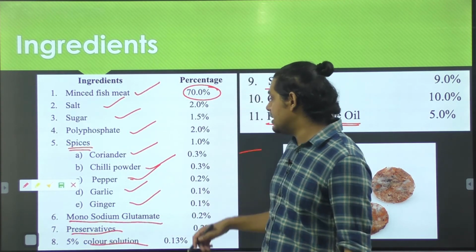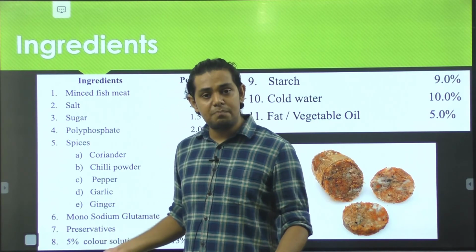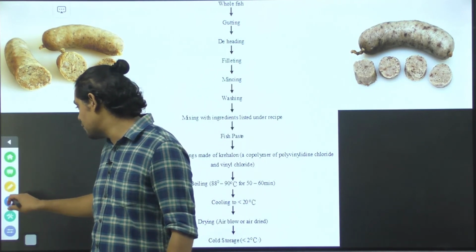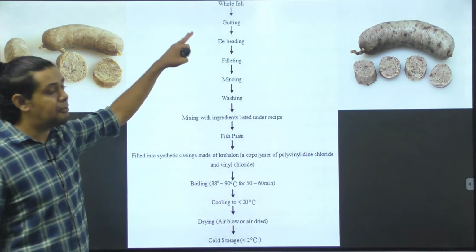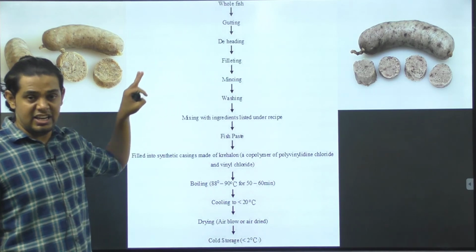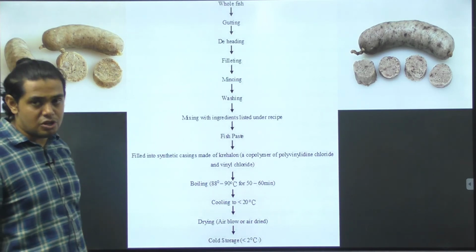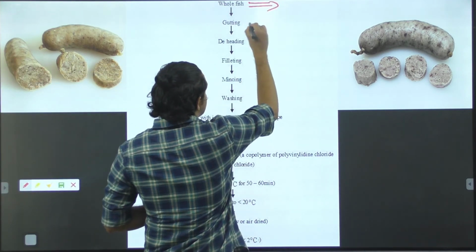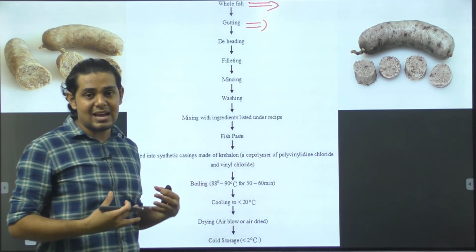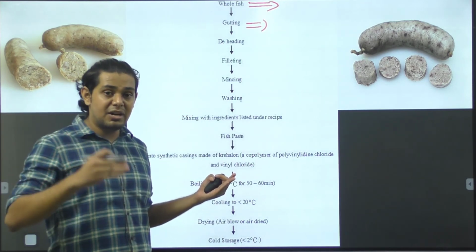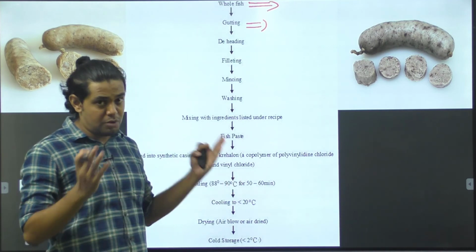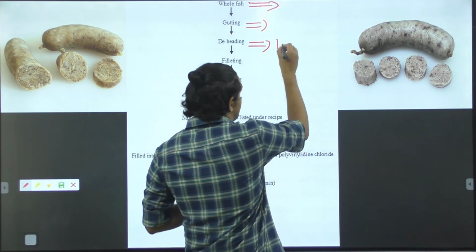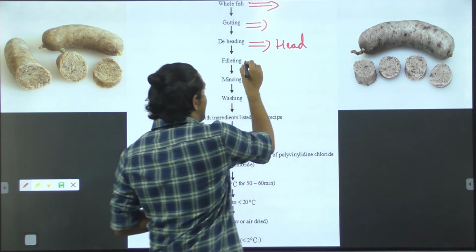Following which, let us have an understanding of the method of preparation of this product. Herein I have established a flowchart which describes the important unit operations involved in preparation of the fish sausage. First we have the whole fish. The fish has to be subjected to gutting to remove any undesirable internal organs which could hamper the quality of the overall product, and then deheading, where the head of the fish will be separated, and then filleting.